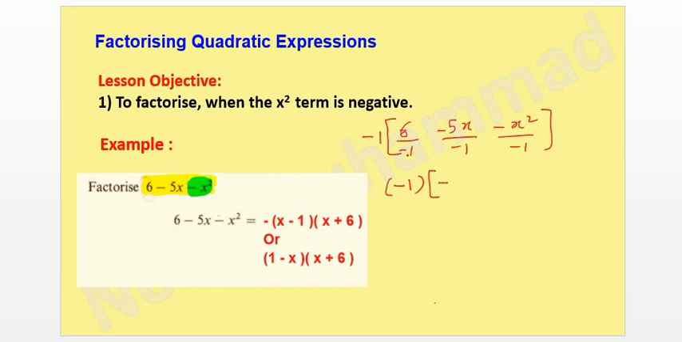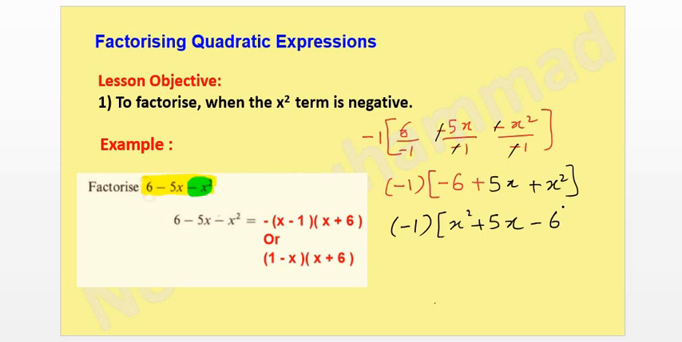So 6, when it is divided by a negative number, will become -6. Here negative and negative will become positive, or you can say negative cancels negative, so it will be 5x, and here negative will cancel negative, so it will become positive x squared, right? And then we can rearrange it. How? -1 into x squared plus 5x minus 6. Why do we have to rearrange it? Because we have to write it in the standard form.